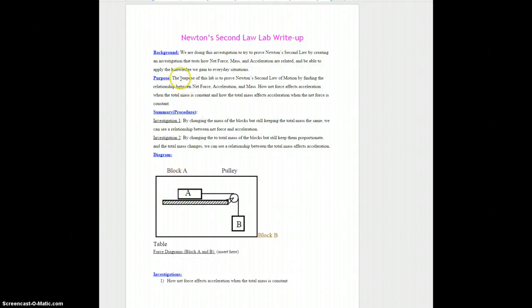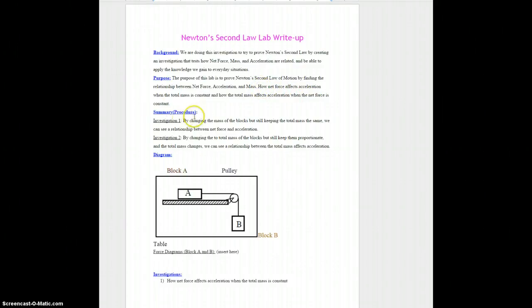Well, what is the purpose? The purpose of the lab is to prove Newton's second law by finding the relationship between net force, acceleration, and mass: how net force affects acceleration when total mass is constant, and how mass affects acceleration when net force is constant.